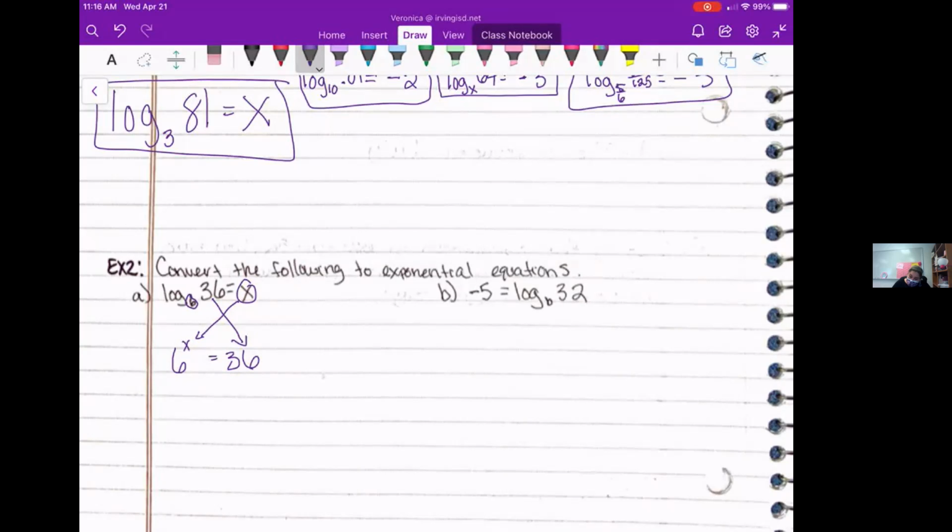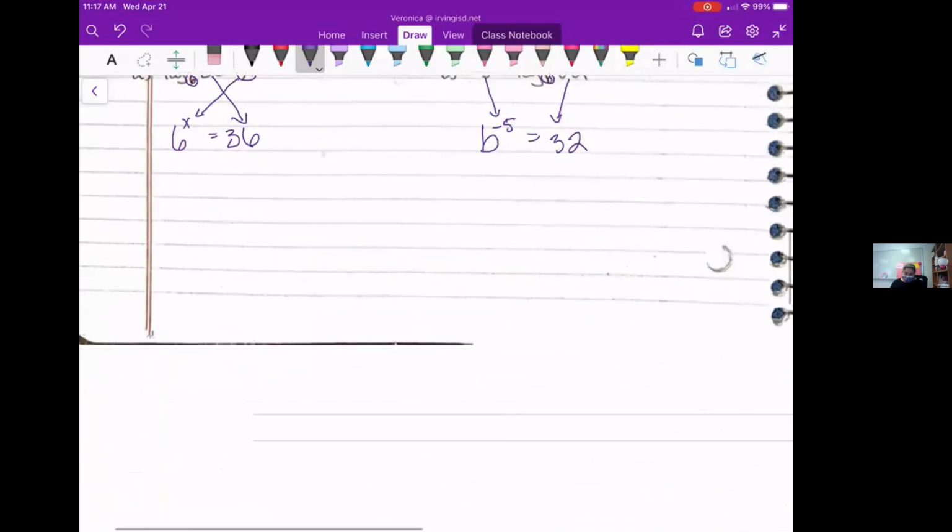So here we have log base b of 32 is equal to -5. My base is b, so I know that's going to be my base. It's still called a base. Whatever's on the other side is going to become your exponent, equals, and then here's your 32. Okay, cool.